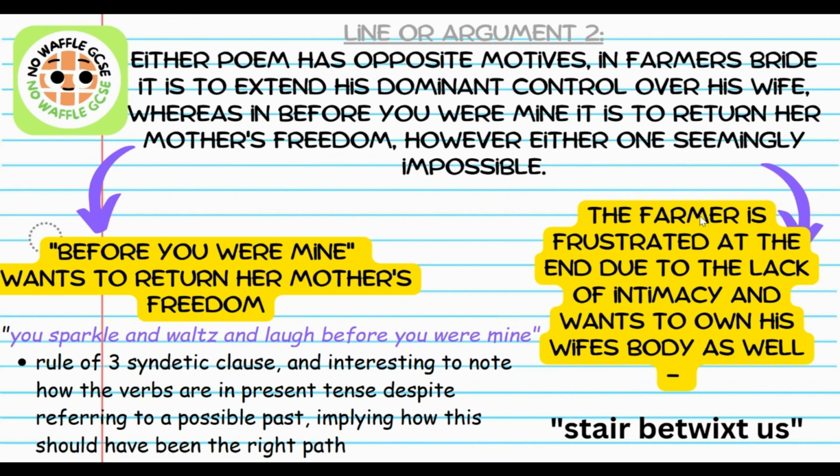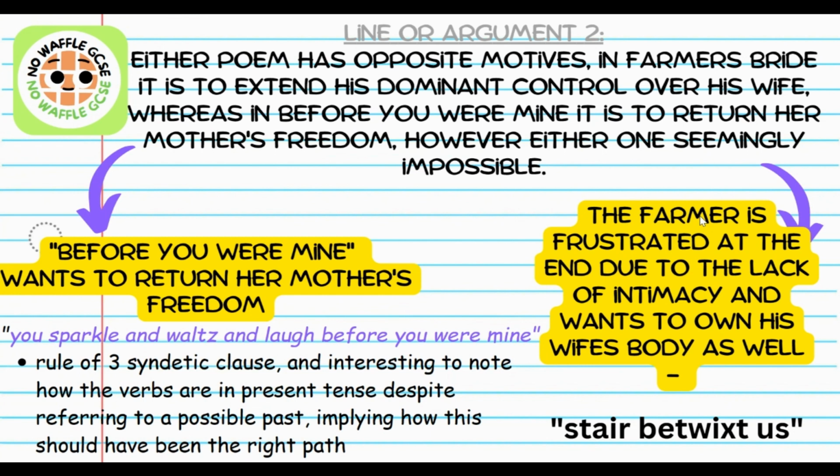So in Before You Were Mine, the poet wants to return her mother's freedom. She feels bad for her mother, sacrificing all of those years to help her grow up. And you can see this in the quote, "You sparkle and waltz and laugh before you were mine." This is how the poem ends.